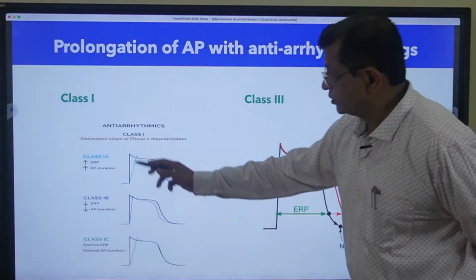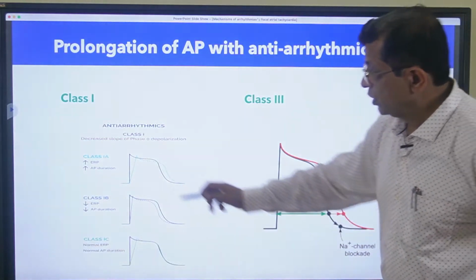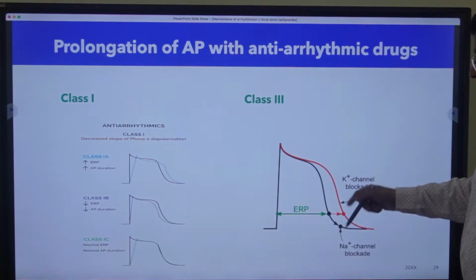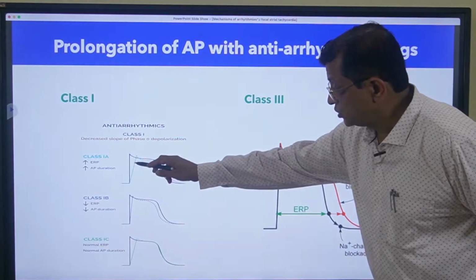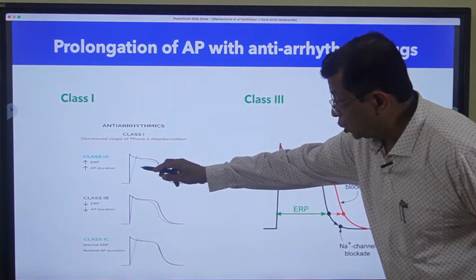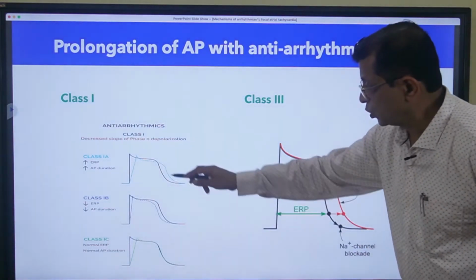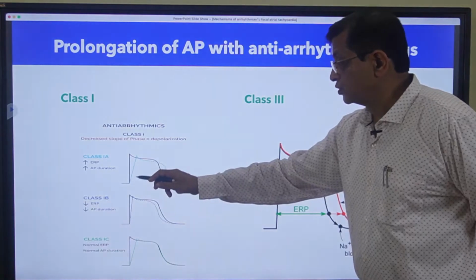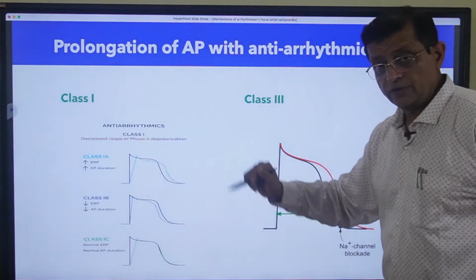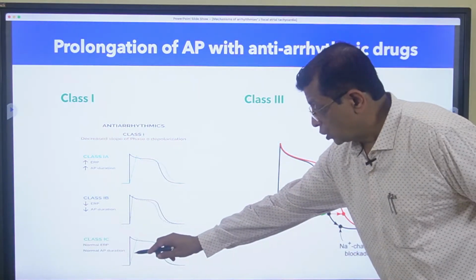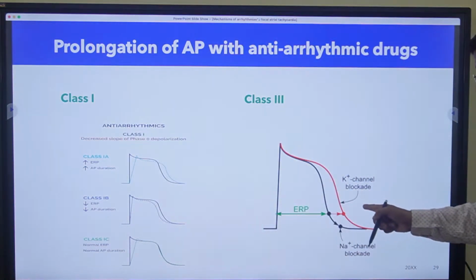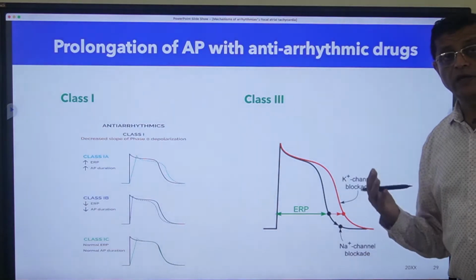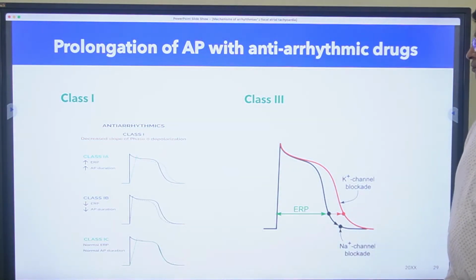So this is a diagrammatic representation. Class 1A and class 1C and class 3, not class 1B, these three types of drugs prolong the action potential. The prolongation is predominantly in phase 0 and phase 3, right? So whenever the action potential is prolonged, it has a chance of developing early after depolarization.